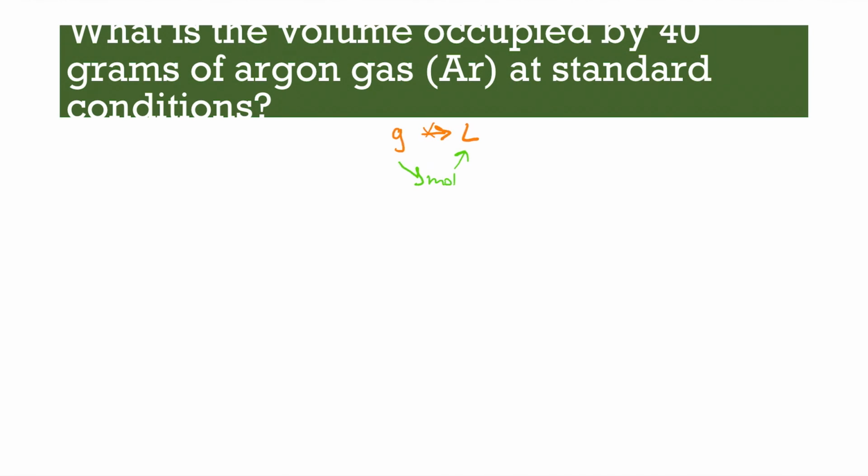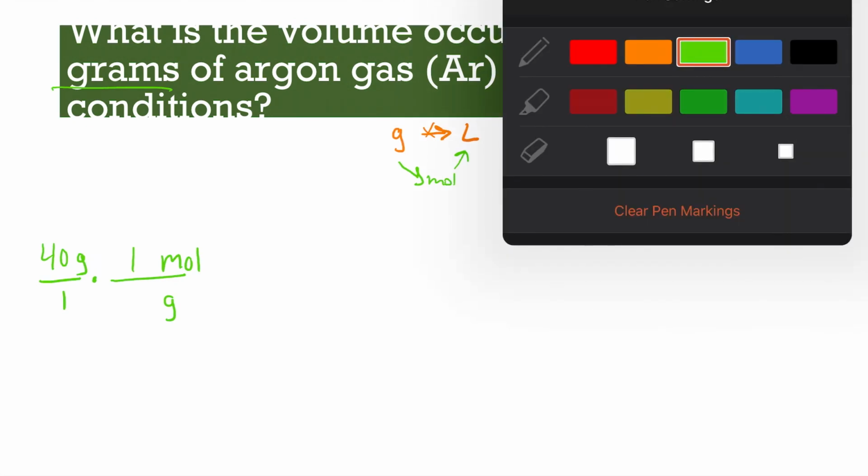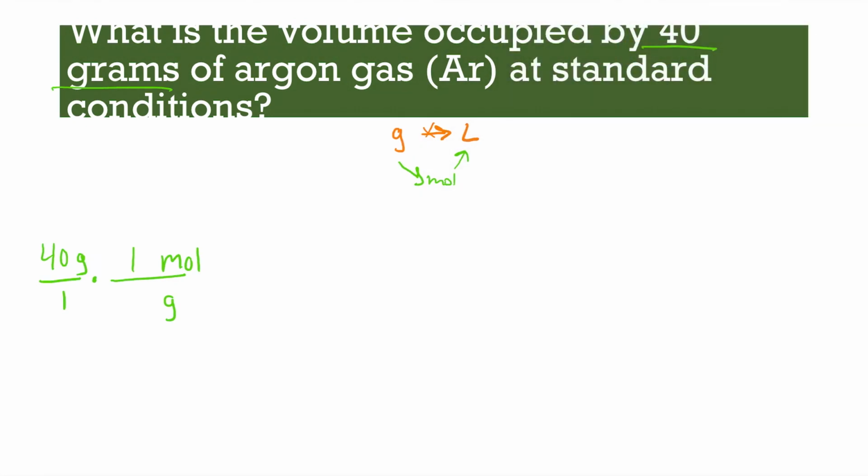Now, we are given 40 grams. So that is our starting point. 40 grams over 1. So we want grams to cancel. Our next stop is moles. And so in 1 mole, we have to figure out what goes in this blue box. And that is the molar mass of Ar. Ar is just the element, so we don't need to do any fancy calculations. And so argon has a mass of 40 grams. That is it. So now our grams canceled and we are in moles.